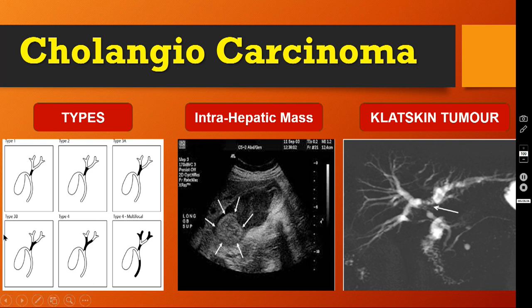So these are the various types. You see the perihilar variety or the Klatskin tumor. This is the Klatskin tumor. This is the commonest variety. And some may have the distal duct also involved, cholangiocarcinoma. This is an intrahepatic variety of cholangiocarcinoma where you can make out an intrahepatic mass. And this is the dilated intrahepatic biliary radicals. This is the perihilar or Klatskin tumor.